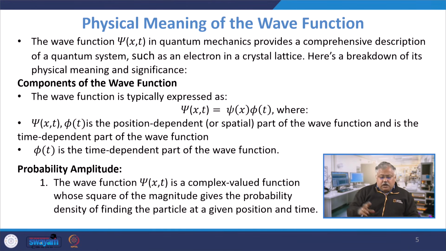Now let's come to the physical meaning of the wave function. If you look at this physical meaning, basically it gives me a comprehensive description of the quantum system, right? So if you are able to predict the value of psi(x,t), and if I can show it as a function of space and time, then I can predict a priori the various parameters in a quantum system. So I will give an example. Let us suppose I have an electron which is moving across a crystal lattice.